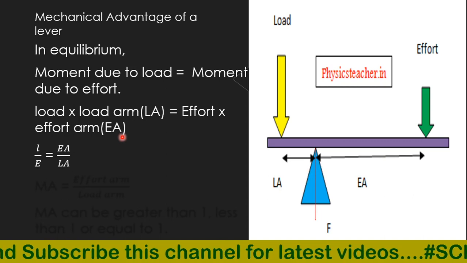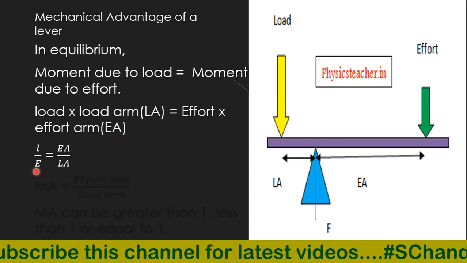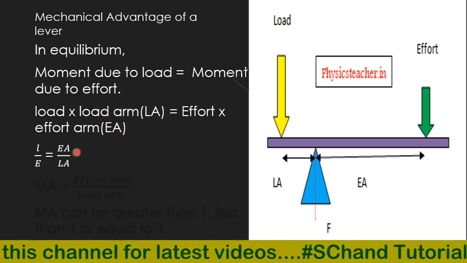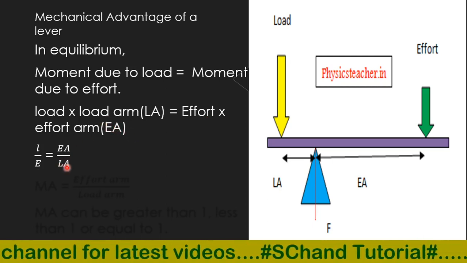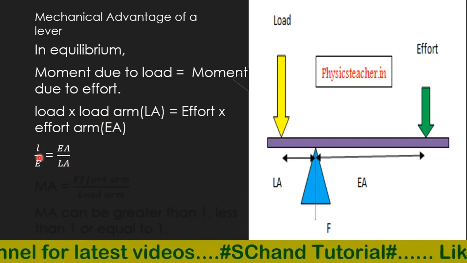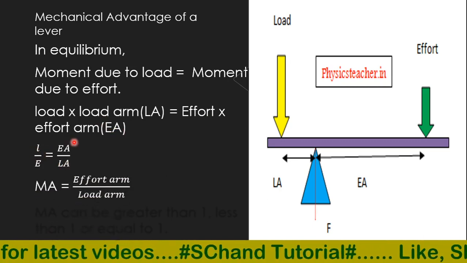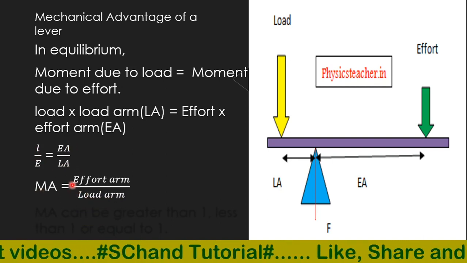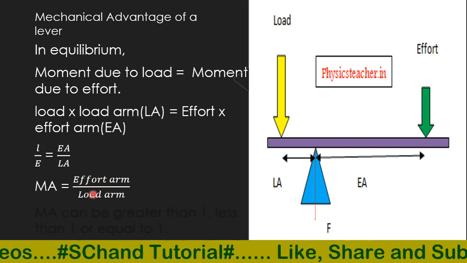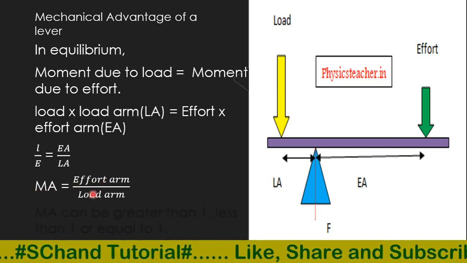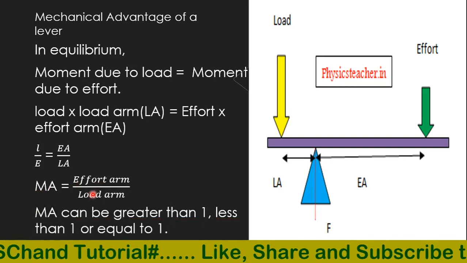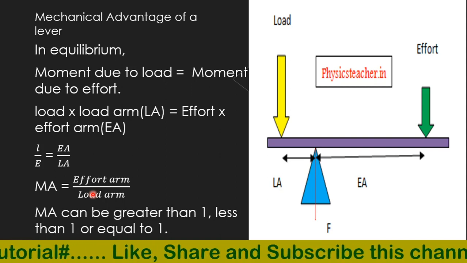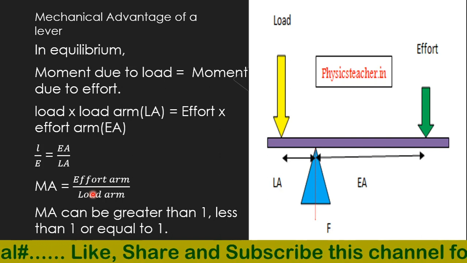So this will become load, effort will come on this side, so L over E is equal to effort arm over load arm. So L over E is the mechanical advantage, so mechanical advantage is equal to EA, the effort arm, over LA, the load arm. So the mechanical advantage of a lever is effort arm over load arm. Mechanical advantage can be greater than 1, less than 1 or equal to 1 for a particular lever.